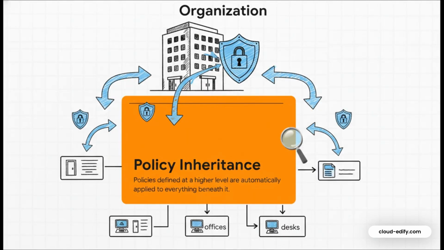Now, here's the real magic that makes this whole system work. It's a concept called policy inheritance. It's actually pretty simple. Any rule you set at a higher level, say at the very top, automatically flows down and applies to everything underneath it. So a security policy for the entire building, the organization, applies to every single floor, office, and desk inside. It's a ridiculously powerful way to keep things consistent and under control.